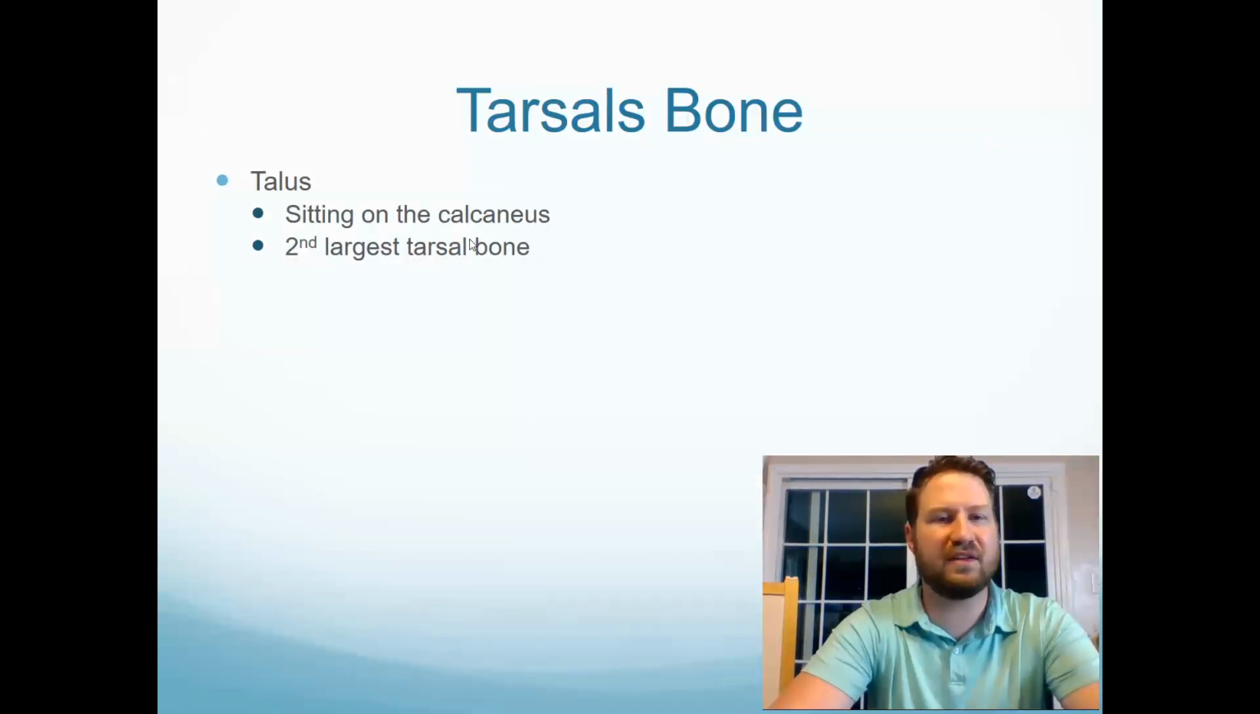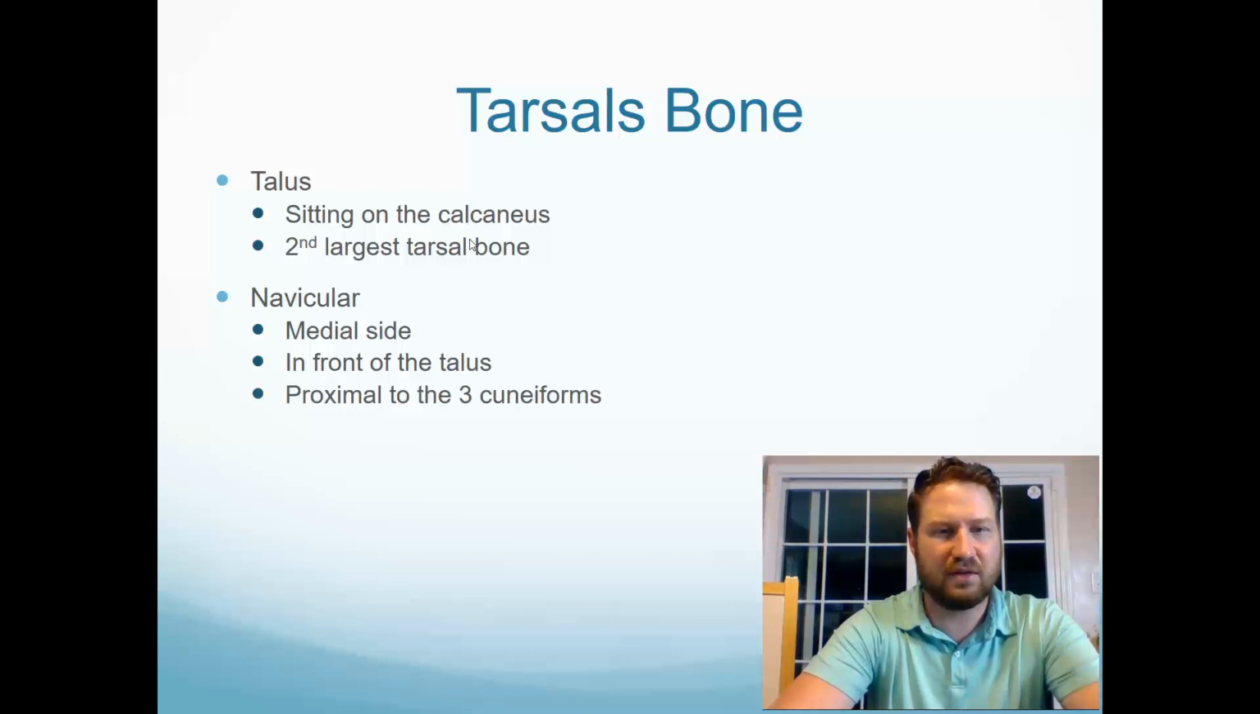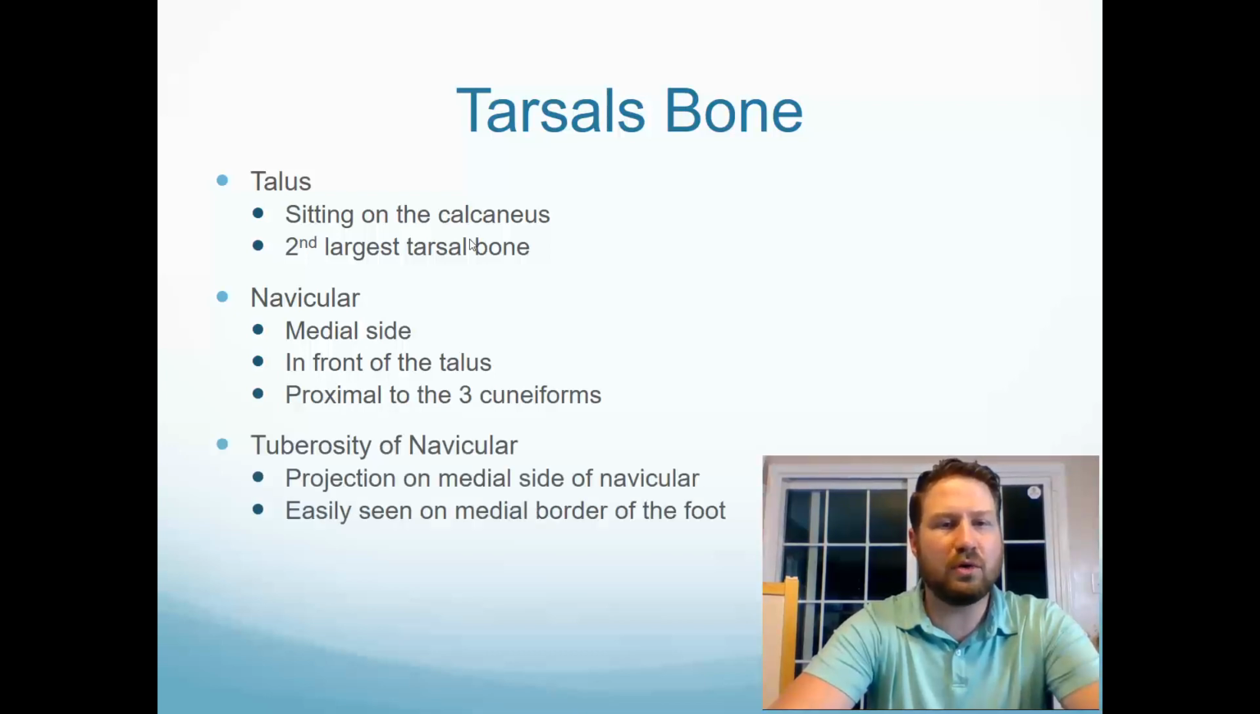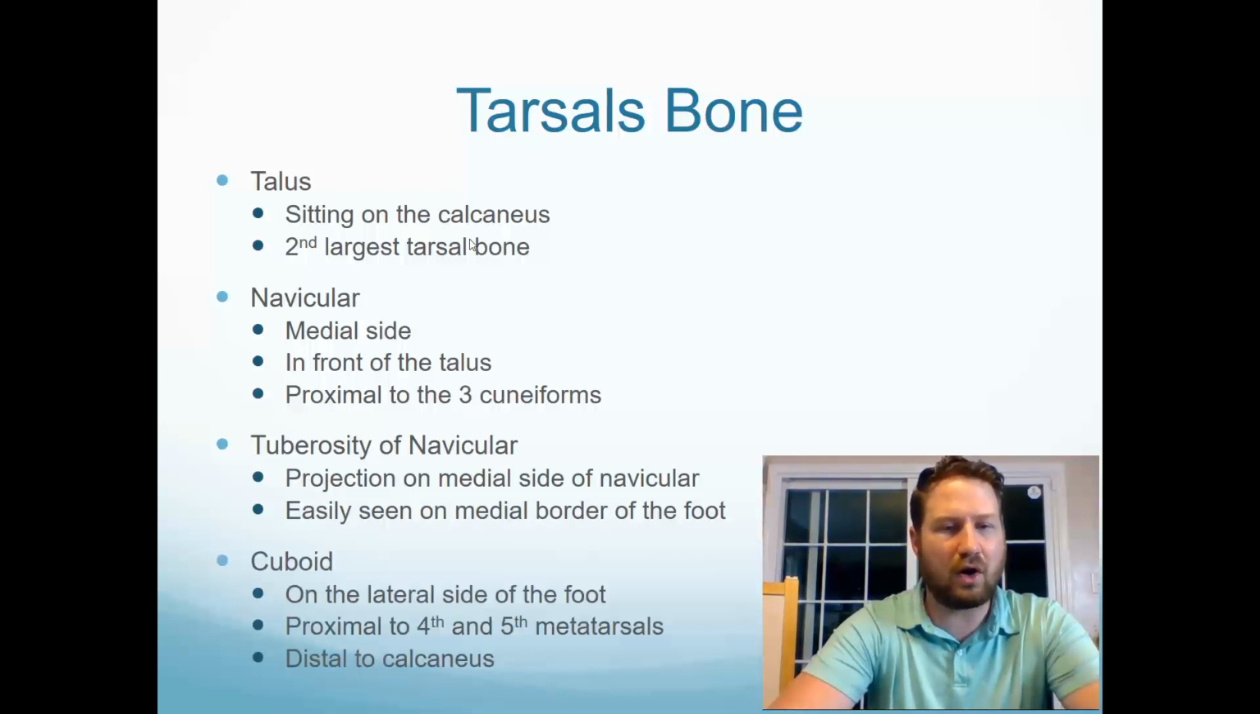Okay? So our talus sits on the calcaneus. It's the second largest tarsal bone. Then we have our navicular, which is on the medial side in front of the talus. It's going to be proximal to the three cuneiform bones. And the tuberosity of the navicular is the tuberosity that is on the navicular. And this is kind of what we will measure our arch height from. Okay, this is a projection on the medial side of the navicular bone, and it's easily seen on the medial border of the foot.